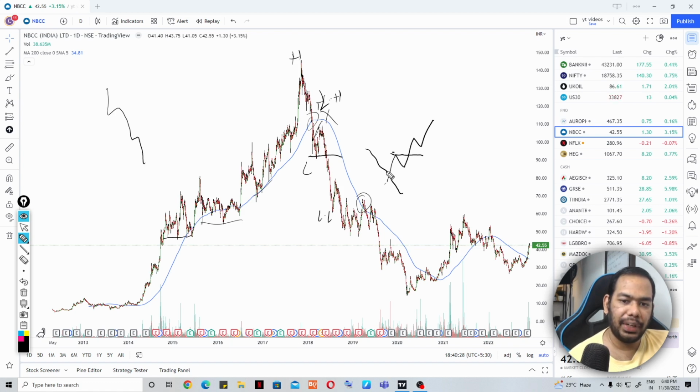There is a breach of the 200 DMA. There is a pullback, there is a throwback, and again there is a breakout. At that time, you will look for a long position. Finally, after the COVID pandemic fall, it started a rally here, and it went into a higher high, higher low formation and gave a rally there.